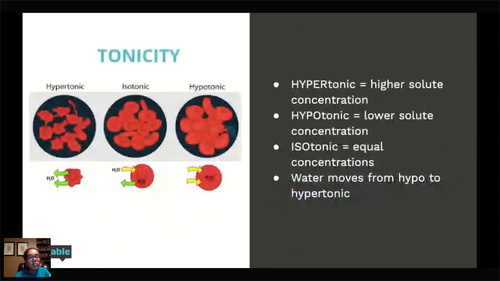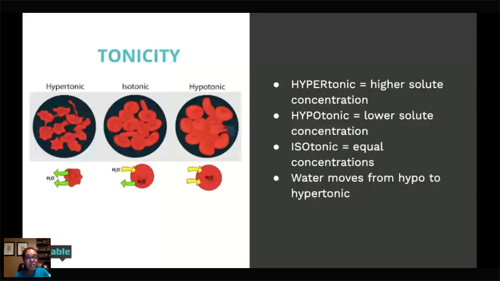Okay, so tonicity is pretty much concentration. In terms of tonicity, you have hypertonic, hypotonic, and isotonic. Hypertonic pretty much means that there's a higher solute concentration, right? When you think of someone that's hyper, it's like a lot. They're just always doing things. There's a lot. Versus hypo is the opposite. It means that there's less or not a lot.